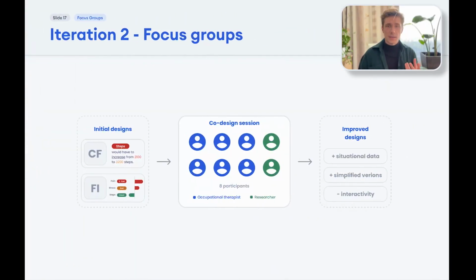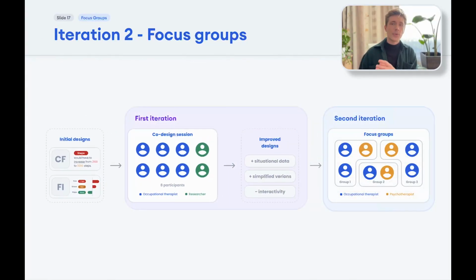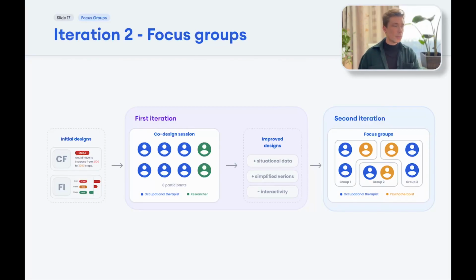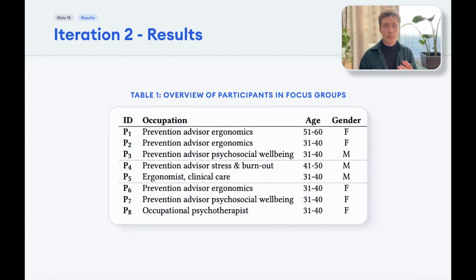So given these design takeaways, we are now able to improve our initial dashboard as well as the explanations that we had, and test them through a focus group together with occupational therapists and physiotherapists. The focus groups took about 1 hour per group, and we were able to get their preferences for the different explanations, as well as themes as to why they like or dislike certain explanations. Here's an overview of the participants that we had, which is a good mix of prevention advisors, as well as ergonomists and occupational psychotherapists.